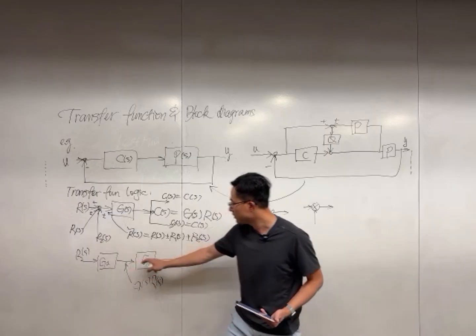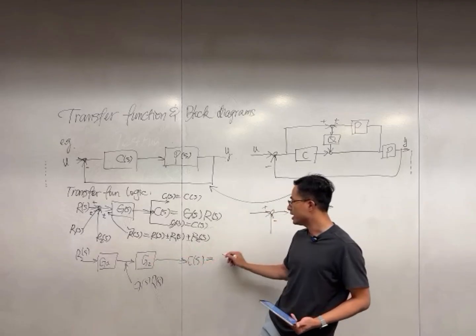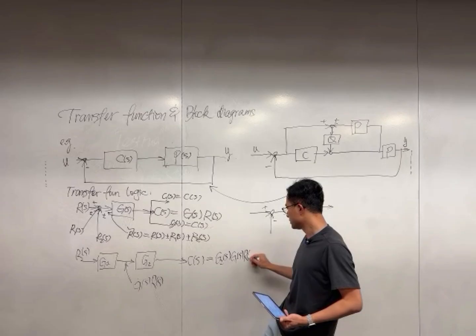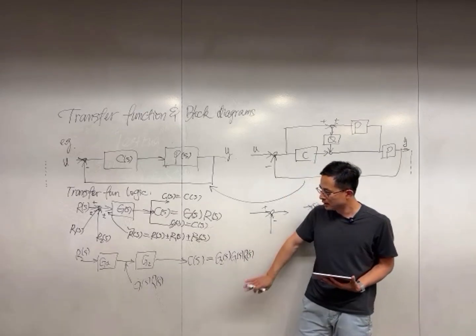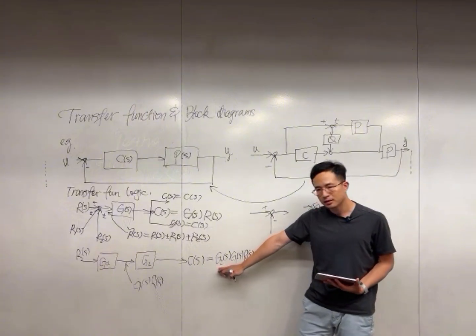And then this signal goes through a second stage and gives you the output C(s). So it's going to be G2(s)G1(s)R(s). So this is two transfer functions in series. And I recommend you to always write it this way.